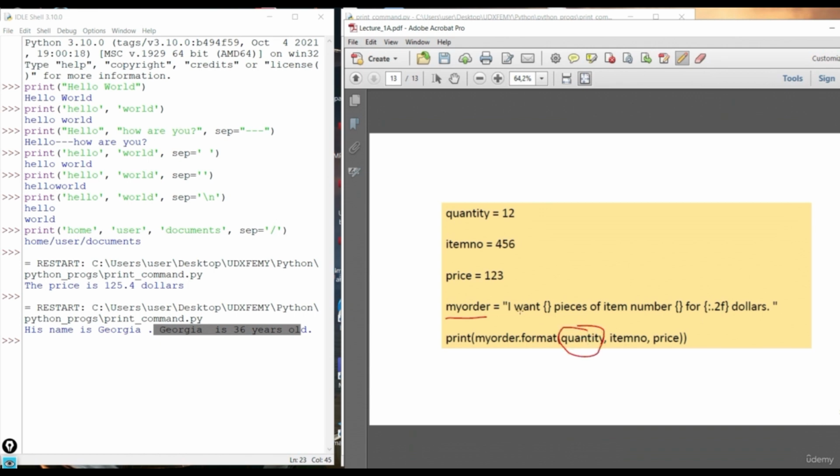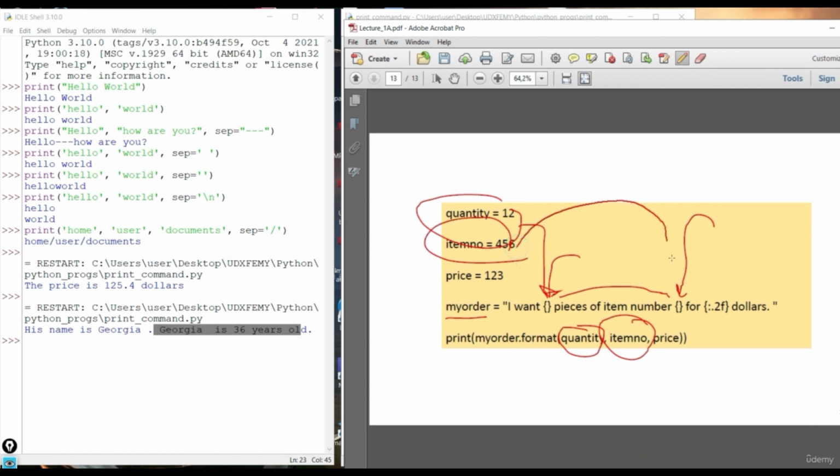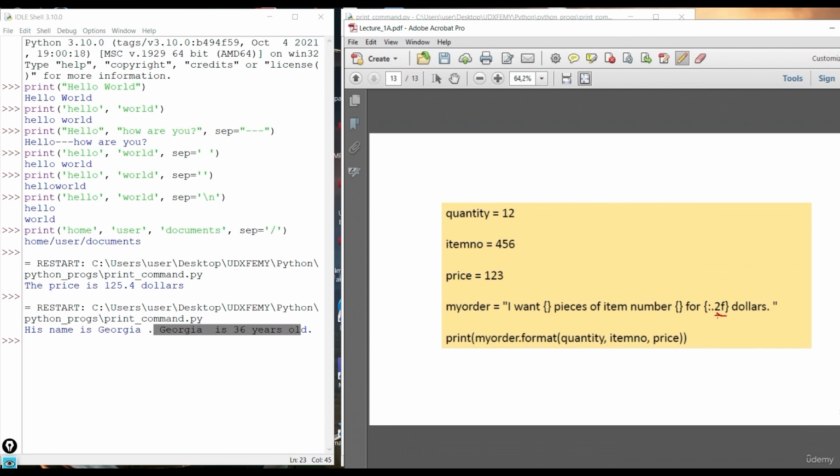So the string is printed for the first place of curly braces. Quantity is printed. Then pieces of item number, for the place of the second curly brace, item no is printed. And then for the place of the third curly brace, price is printed. That 2f means use 2 digits after fraction.